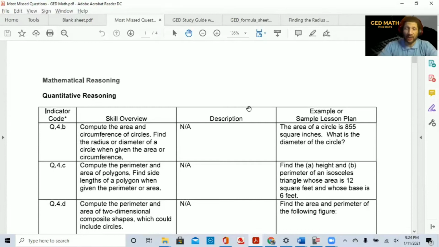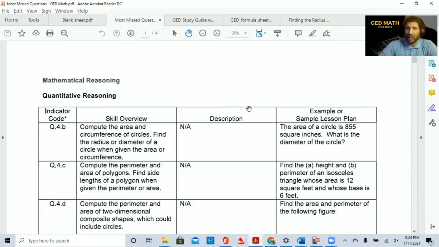Compute the area and circumference of circles. Find the radius or diameter of a circle when given the area or circumference. Now, as an adult educator, I know most instructors go over how to find the area of a circle. Most instructors go over how to find the circumference of a circle.